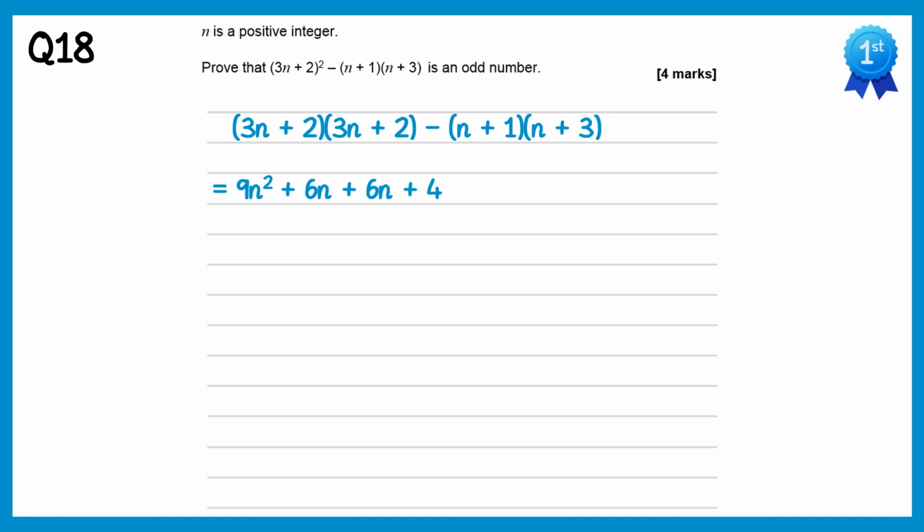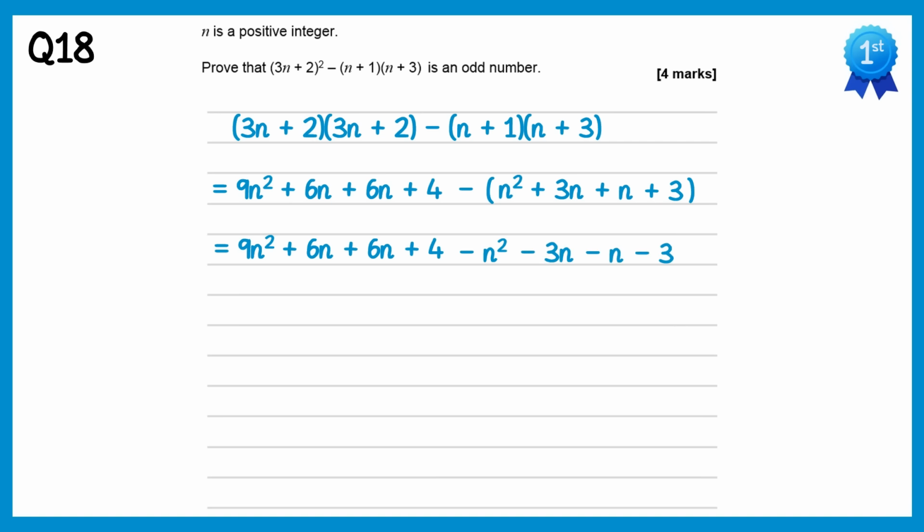We'll then expand the second bracket, but be careful to write all of these terms in a larger bracket. So it's take away, and then we'll do a bracket, and then put the terms inside this bracket. So n times n is n squared, n times 3 is plus 3n, 1 times n is plus 1n, and 1 times 3 is plus 3. So if we leave the first bracket as it was, the negative here will affect all of the terms in this second bracket. So it's actually take away n squared, take away 3n, take away n, and take away 3. We can now simplify by collecting like terms.